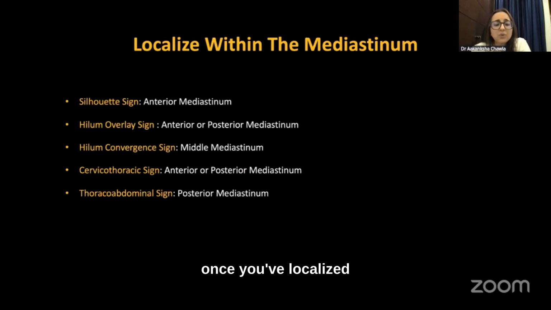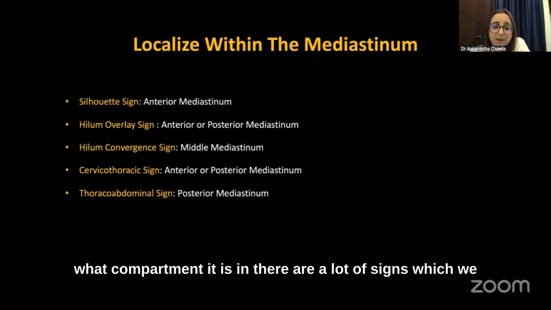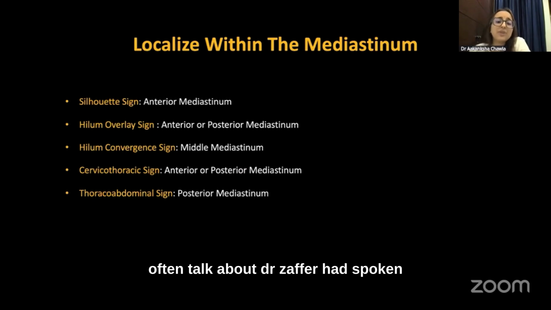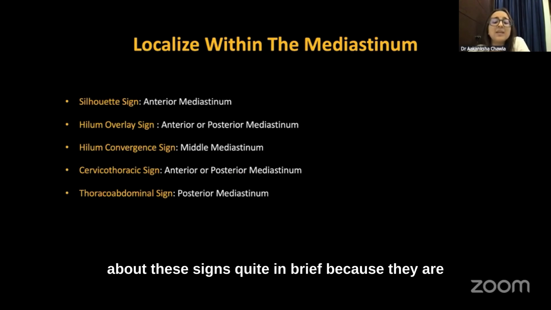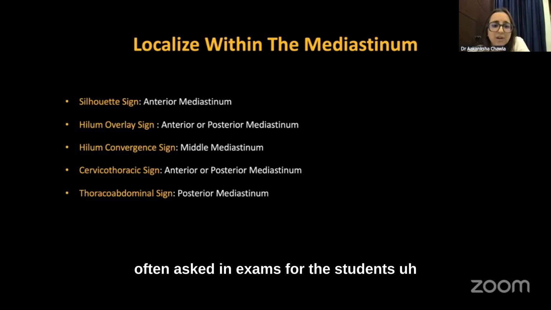Then, once you've localized that the lesion is in the mediastinum, you need to know what compartment it is in. There are a lot of signs which we often talk about. Dr. Zafar had spoken about these signs quite briefly, because they are often asked in exams for the students. So I am going to be talking about these signs.